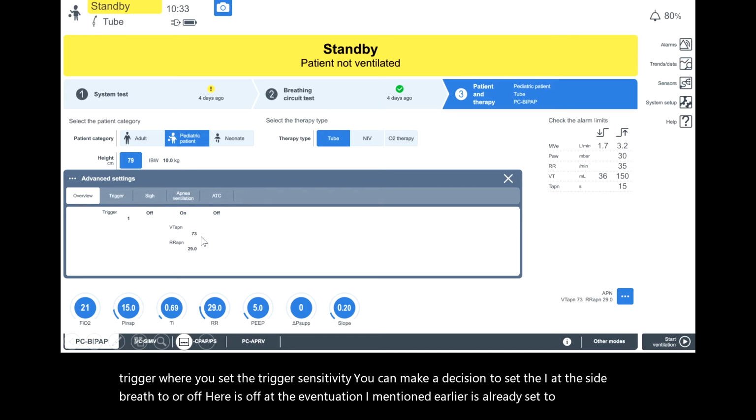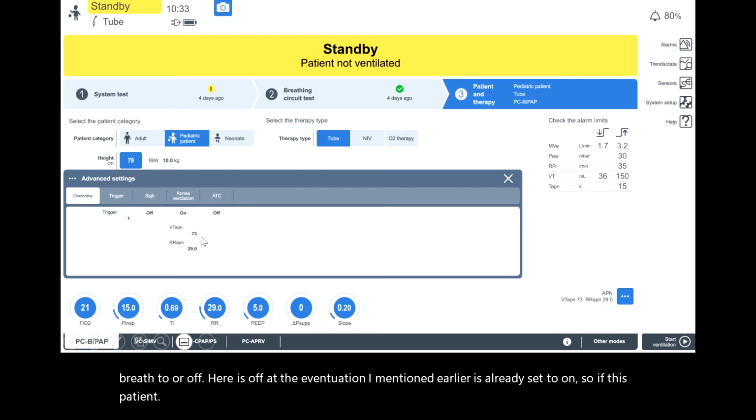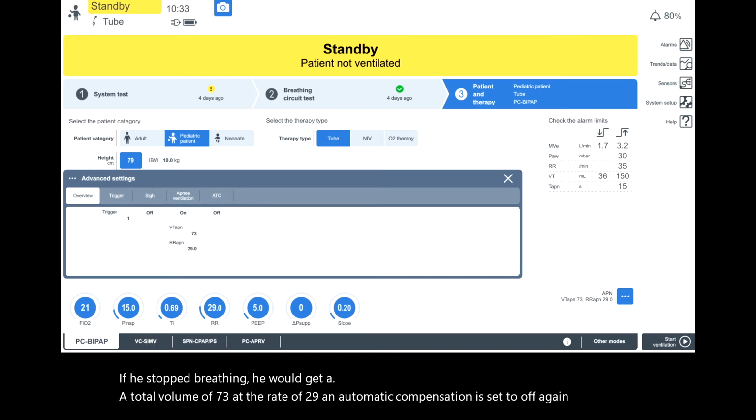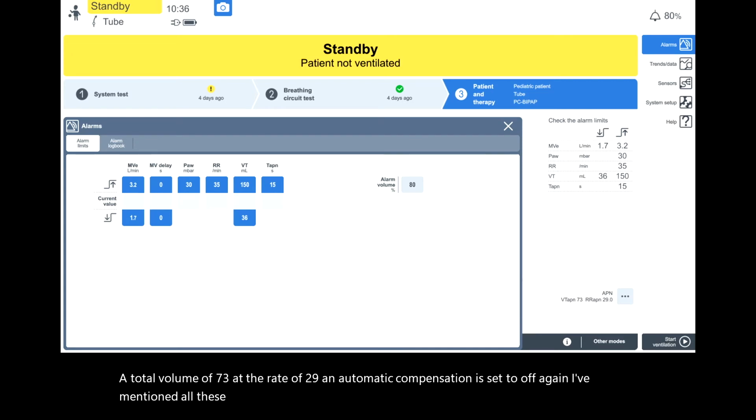So if we were weaning the patient and he's on a very low rate, if he stops breathing, he would get a tidal volume of 73 at a rate of 29, and automatic tube compensation is set to off. And again, I've mentioned all these in a previous video.